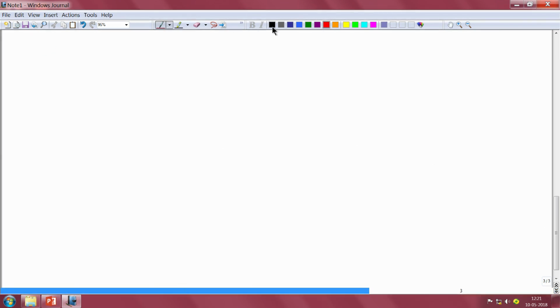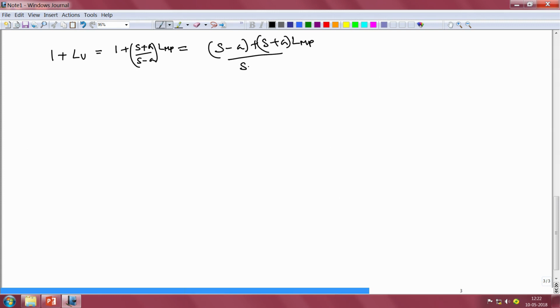We note that the denominator transfer function for our closed loop system is going to be given by 1 plus Lu, and if I were to replace the term Lu by (s plus a) by (s minus a) times L minimum phase, then I would have that 1 plus Lu would be equal to (s minus a plus (s plus a) times L minimum phase) divided by (s minus a).